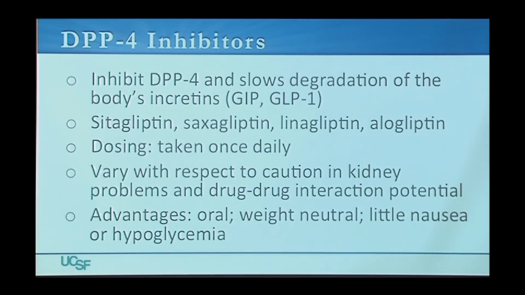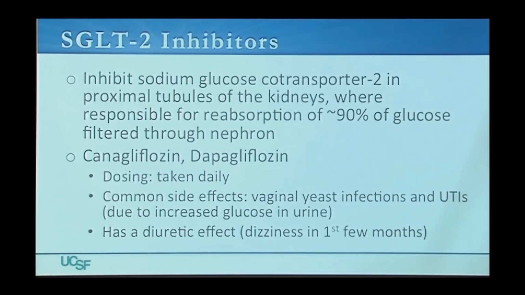And depending on the medicine, they may have different precautions for how to use in people with kidney problems, and also any drug-drug interaction potential. A plus with these medicines is that they are weight neutral. I forgot to mention with exenatide and liraglutide, we actually can see weight loss, about 4 or 5 kilograms. So people like that, all right? But these are considered weight neutral, which is nice, and actually cause very little nausea.